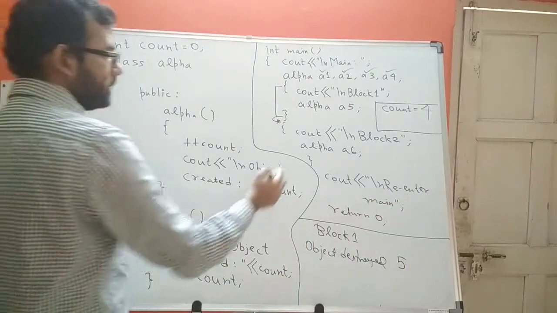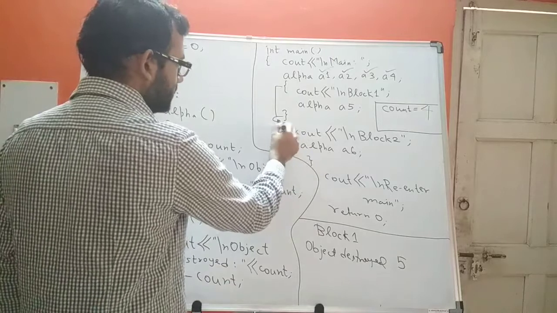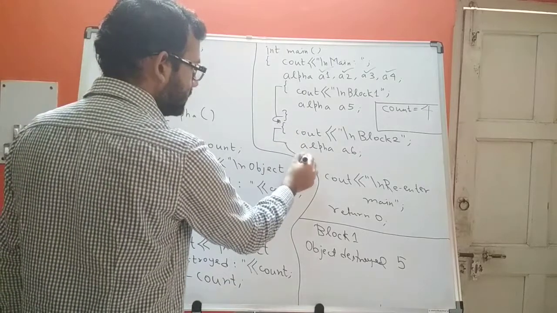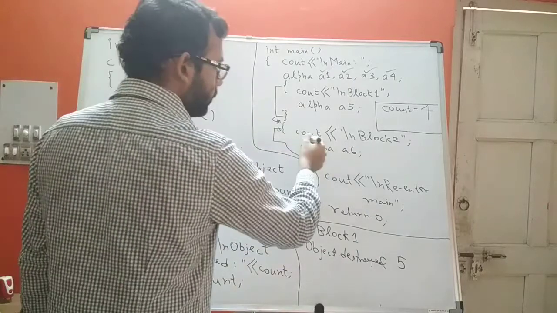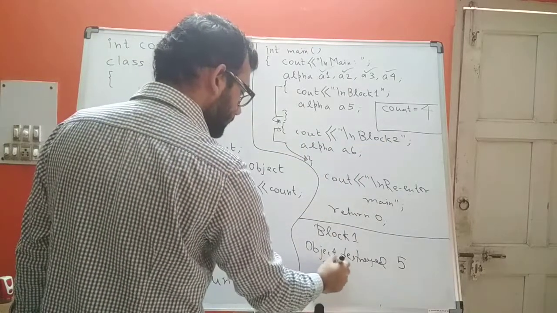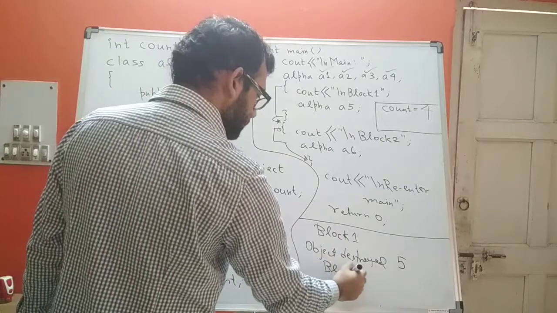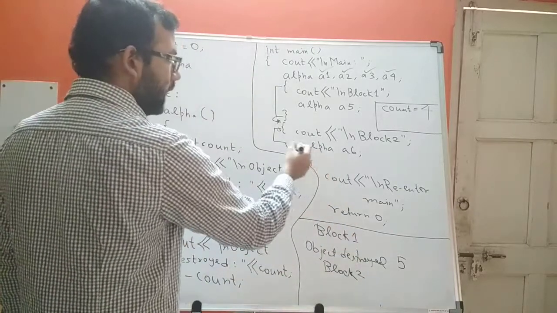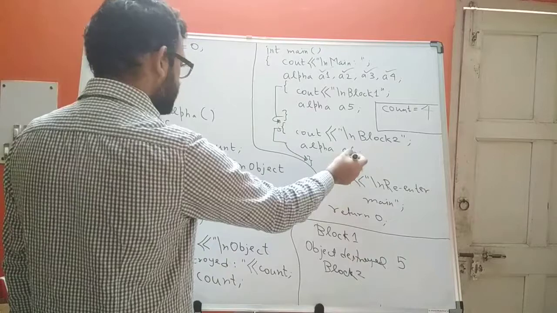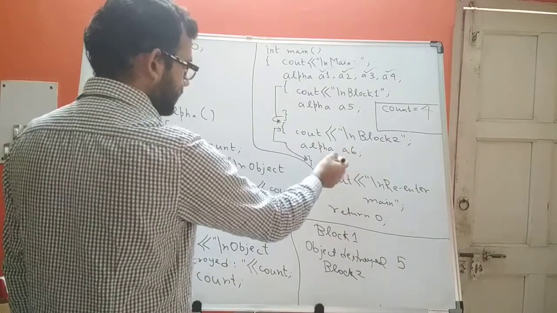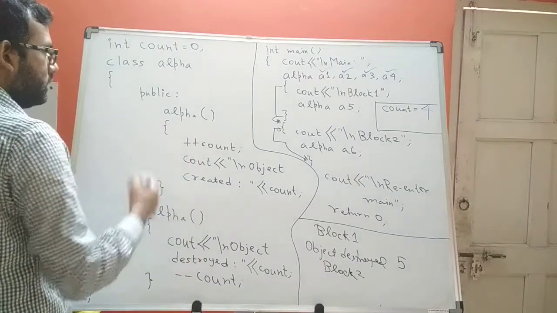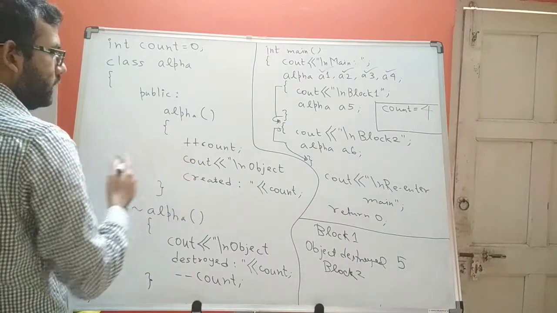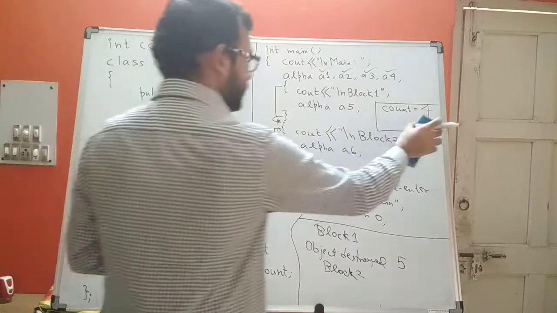Next, again you enter a block. I'm entering this block now. This is the block that I'm talking about. Once I enter this block, first, block 2 will be printed. Then another object is created, alpha A6. Control will pass to my constructor, and the value of count will be incremented. The value of count was currently 5.